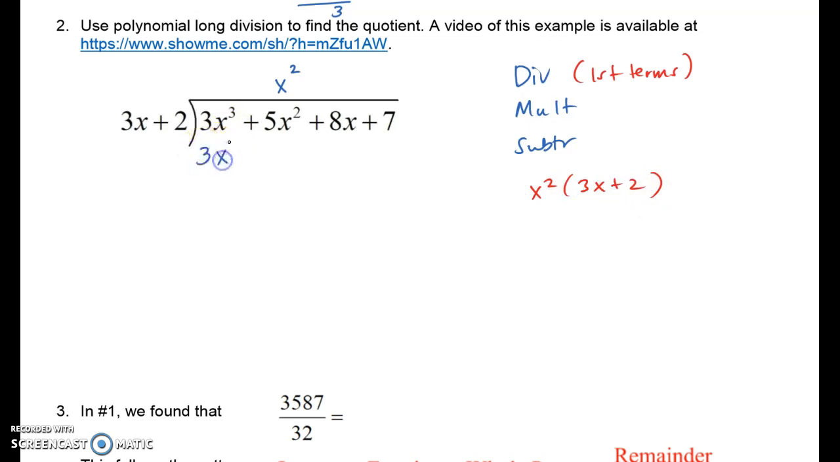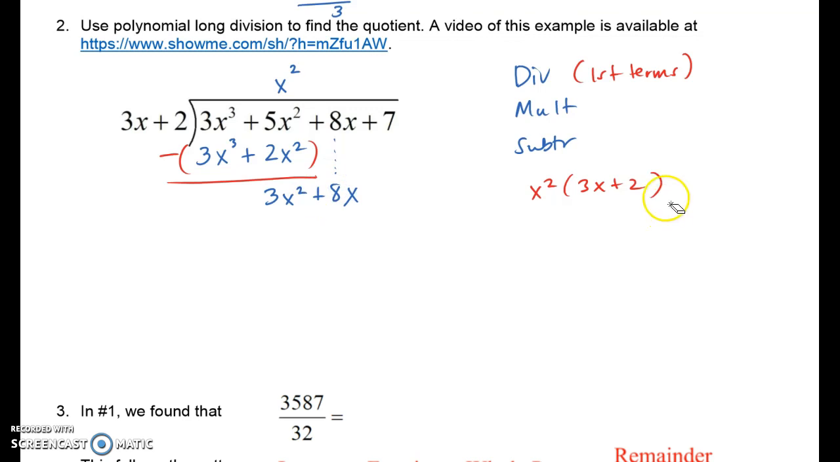So multiplying by 3x gives me 3x cubed. Multiplying by 2 gives me 2x squared. Now I'm on the subtract step. When I subtract, the first column should cancel out if I divided correctly, and that will always happen in polynomial long division. When I subtract my second columns, 5x squared minus 2x squared is 3x squared. And just like in the last example, now I'm going to bring the next term down, which is the 8x.